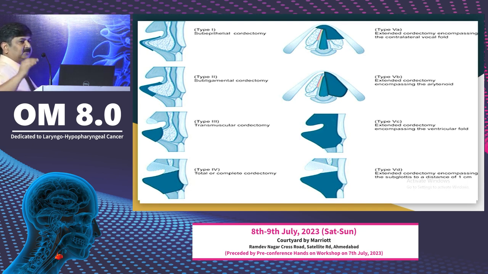So that is how this anatomy is considered in this classification, and it has got bearing upon the vocal outcome as well. Whenever we excise anything above the vocal ligament, the healing is good. Whenever we take vocal ligament within our excision, the vocal outcome is worse.